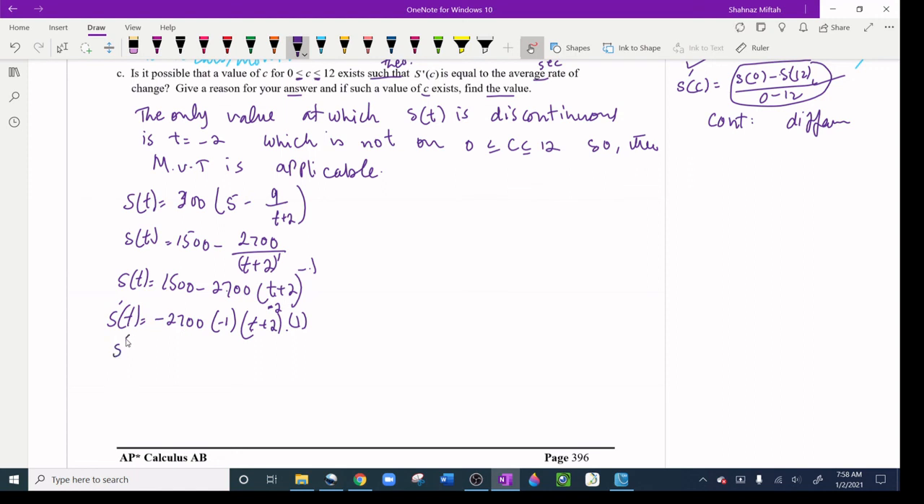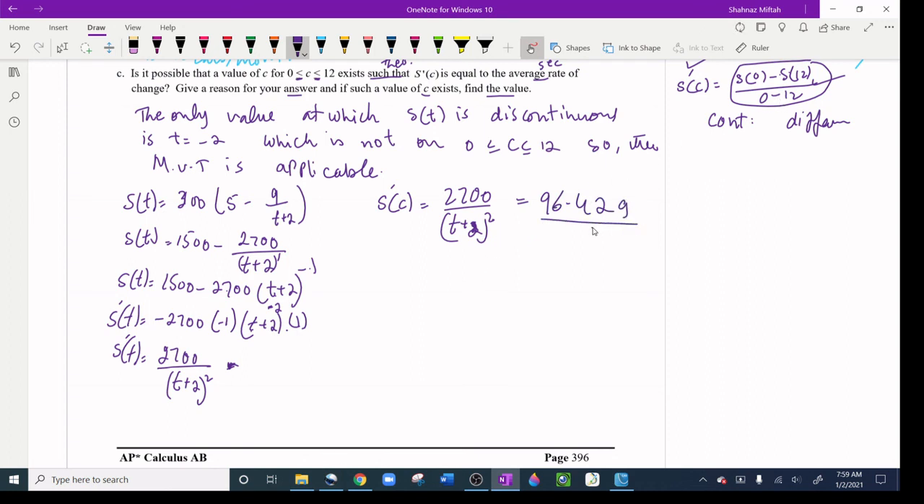Now let's fix this around. S prime t equals negative times negative, which is positive 2700. This t plus 2 goes to the bottom because it has a negative exponent. And that's my derivative. This is my S prime c. I'm going to change everything to c. I have 2700 over c plus 2 whole squared, and I'm going to make this equal 96.429, which we already got from the secant slope.